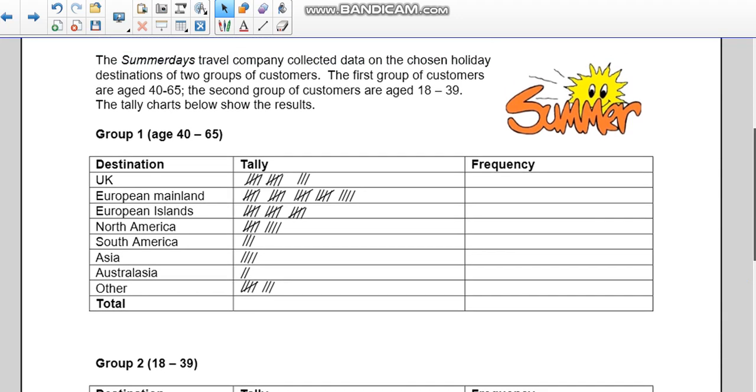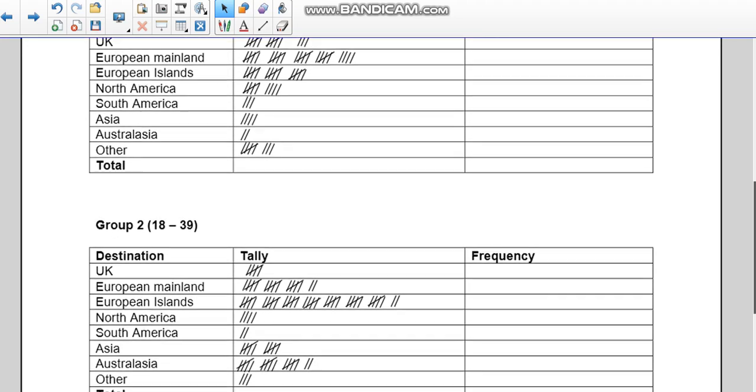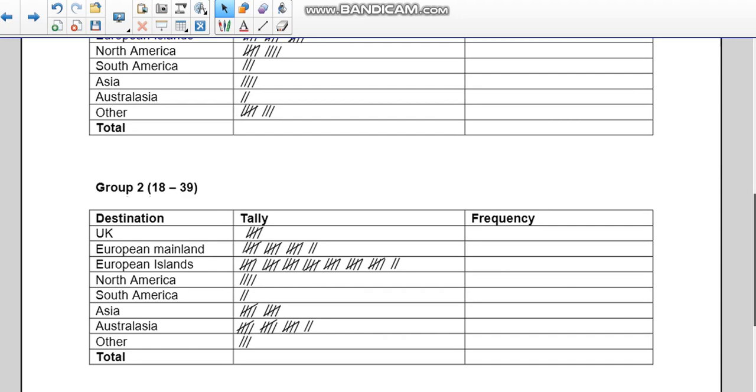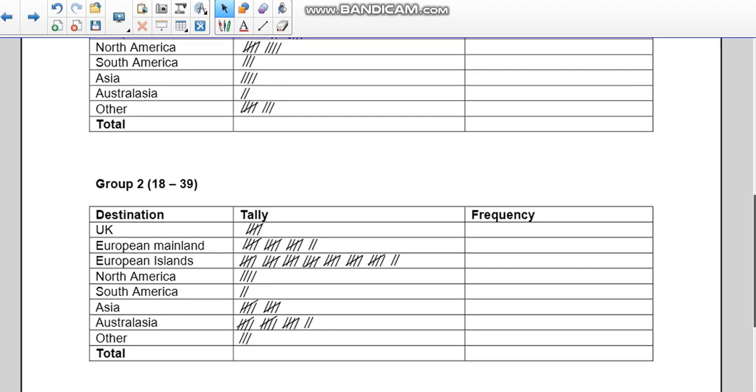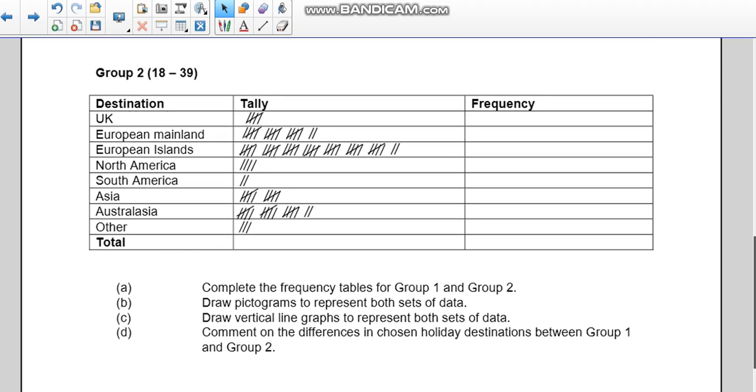So it says the Summer Days Travel Company collected data on the chosen holiday destinations of 2 groups of customers. The first group of customers are aged 40 to 65, the second group of customers are aged 18 to 39, and the tally below shows the results. So complete the frequencies for both. So there's one. Okay, there's the other. So again, either print the worksheet off or copy out the tables. And then we've got these questions to answer.